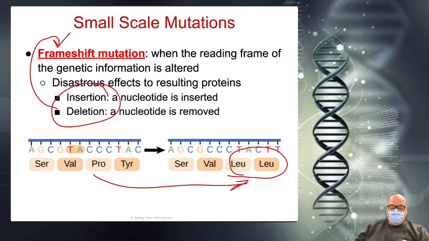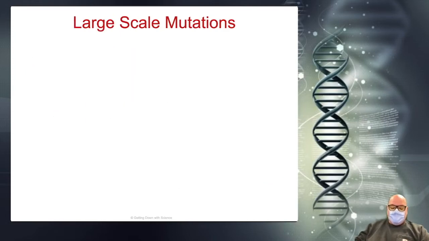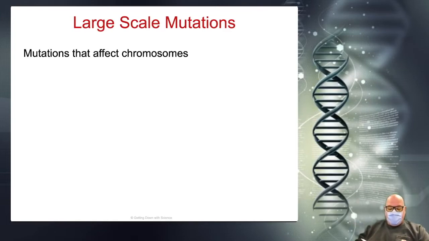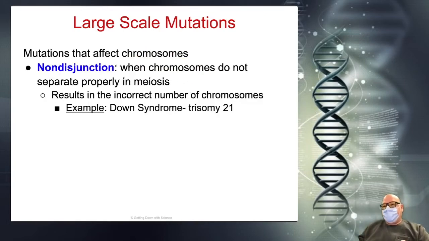All right, looks like we're ready to move on. Let's talk about large-scale mutation. They're going to happen in a totally different way, okay? These are happening on the chromosomal level, okay? We've talked about these already when we talked about cellular division. Non-disjunction is still considered a mutation, okay? This is when chromosomes do not separate properly in meiosis, and we get things like Down syndrome or trisomy.